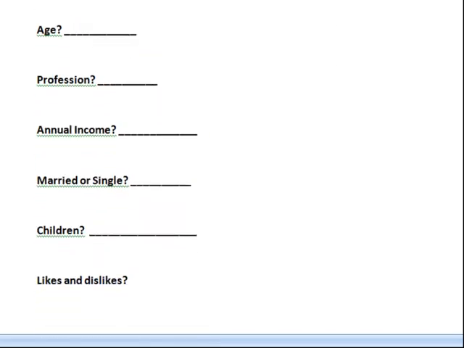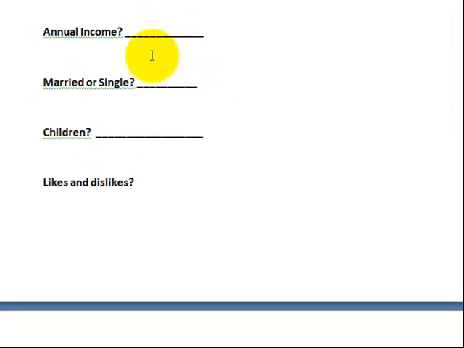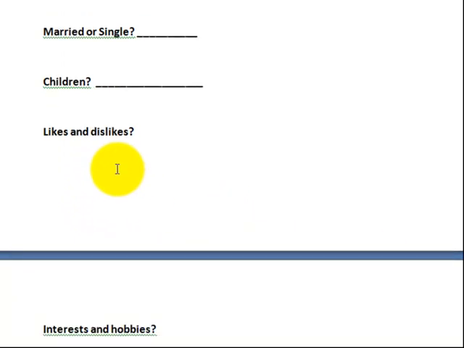All key points. We're creating a profile of a person. How much money does your avatar make on a yearly basis? Is that person married or single or living with a partner? Are there children? What does your avatar like, and what does your avatar dislike? What types of foods do they like? Do they like politics? Are they Republicans who dislike Democrats? Are they Democrats who are unhappy with Republicans?